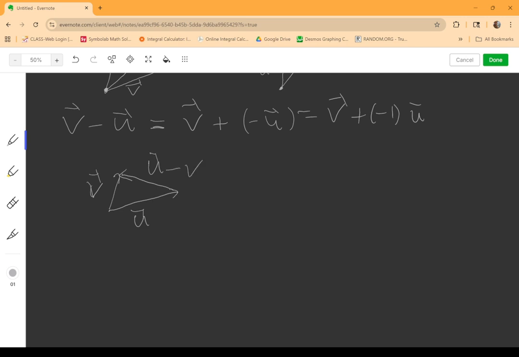Right? And an alternate way to think of this, similar to the tip to tail, is where we'll have v here, and then u goes in the opposite direction there, and then our resulting vector here would be u minus v. Okay, so geometrically we can think of the subtraction of these two vectors in this way.